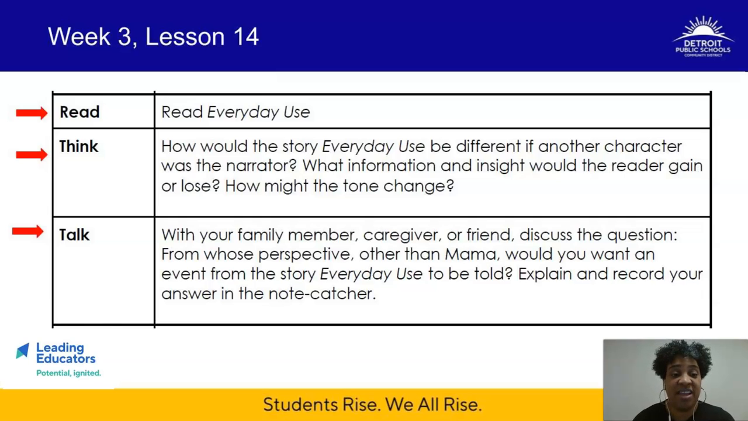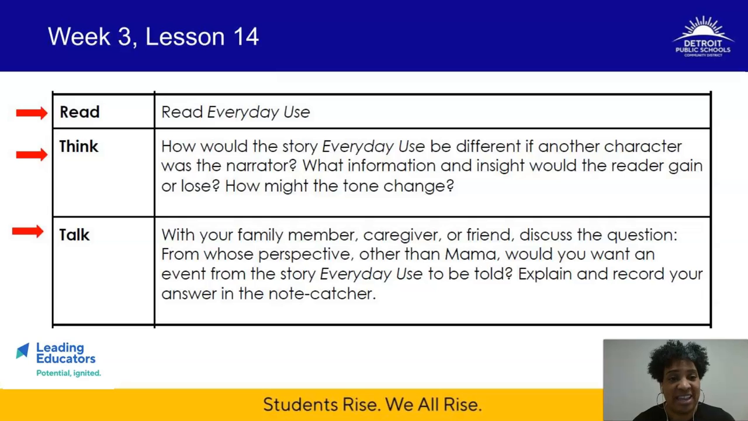In your think/talk section, you're going to continue your conversation with your family member, friend, or caregiver and think about how the text would be different. How would the story read differently if another character was the narrator? What information and insight would the reader gain or lose? How might the tone change if this whole story was written from another character's perspective? A really, really interesting point of view.